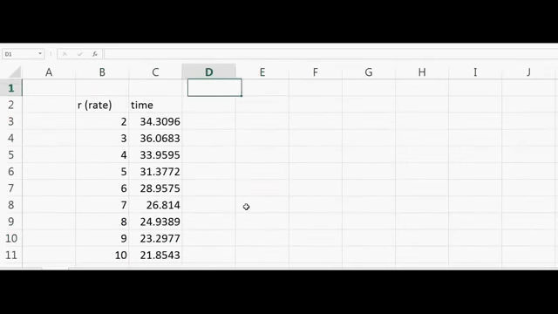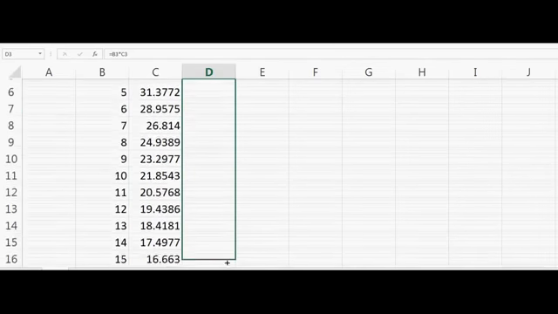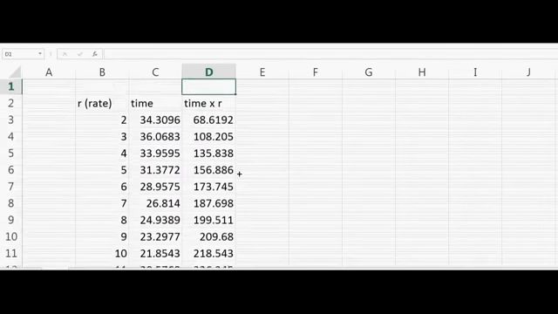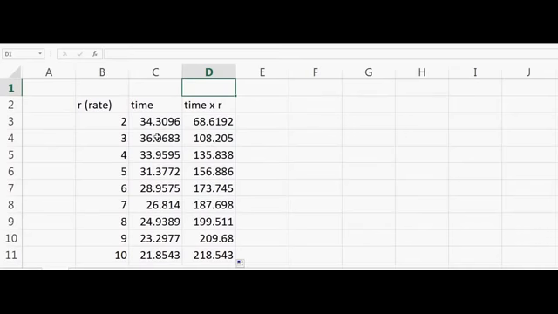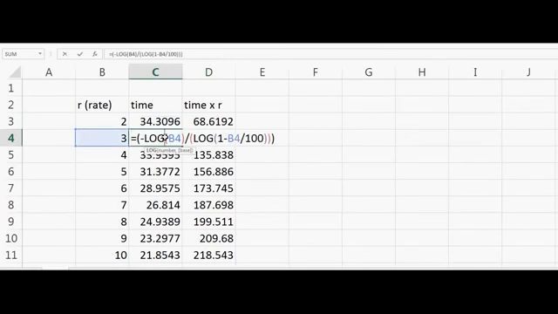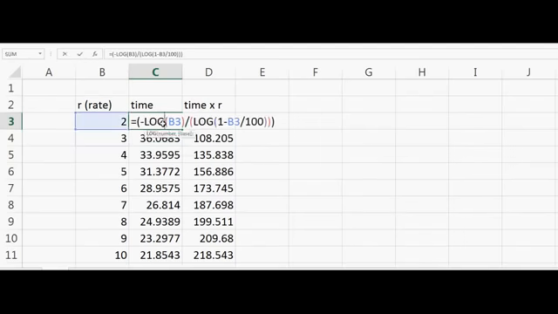So now if we calculate time into rate, that will be 2 into time, so 68.6192. So this is very close to 70. If we keep doing this for all the rates, we can see something is wrong here. Okay, I did something wrong. This should not be log of rate, it's log of 2.